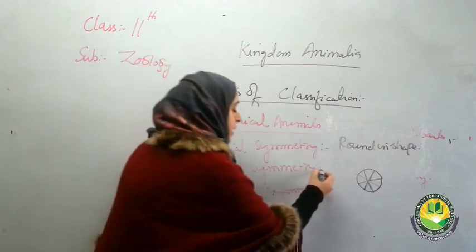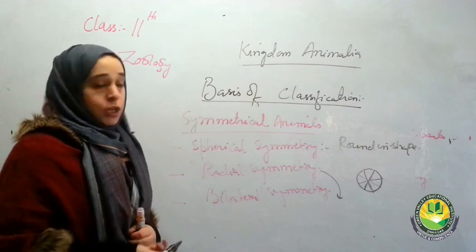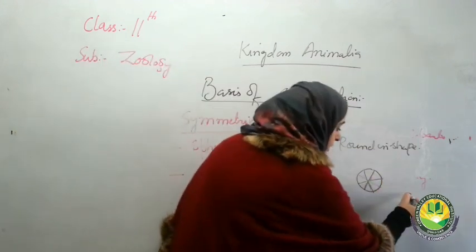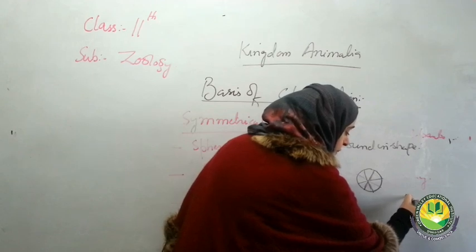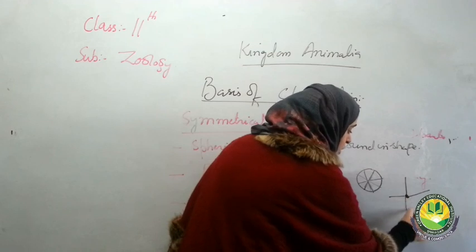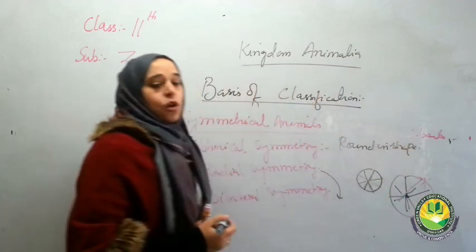When we talk about the radial symmetry, here the circular shape is not necessary, but here the body parts radiating from the center, for example this is the center part, are in such an arrangement, in such a direction that any plane passing through the center divides the organism into two equal halves.